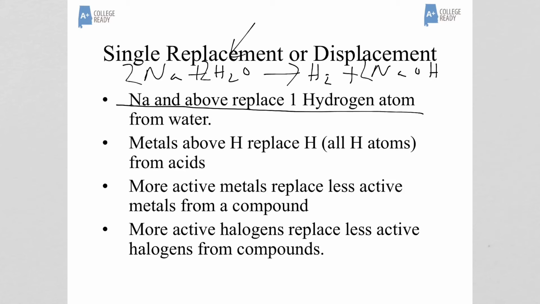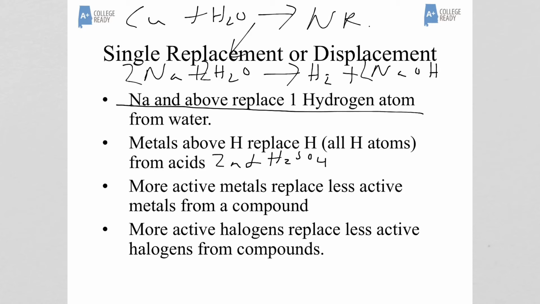If an element is below sodium on the activity series, we would say no reaction. For example, if we had copper plus water, copper is below sodium on the activity series, so that is a no reaction. Metals above hydrogen on the activity series replace all the hydrogen from an acid. For example, if we had zinc plus sulfuric acid, the zinc replaces all the hydrogen from the acid to give us zinc sulfate plus hydrogen gas.